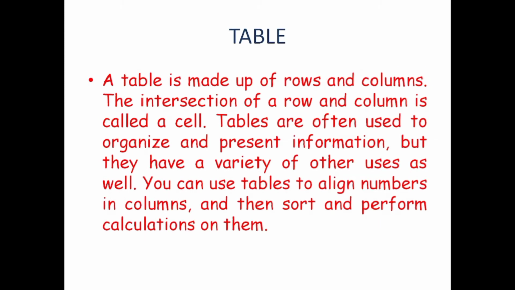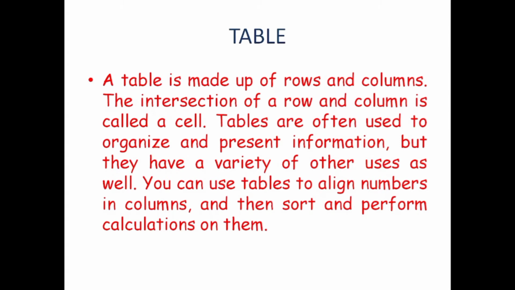The next thing is table. So the question is, what is a table? In simple words, a table is a collection of grids, or in the definitive manner, a table is made up of rows and columns. The intersection of a row and column is called a cell. Tables are often used to organize and present information, but they have a variety of other uses as well. You can use a table to align numbers in columns and then sort and perform calculations on them.